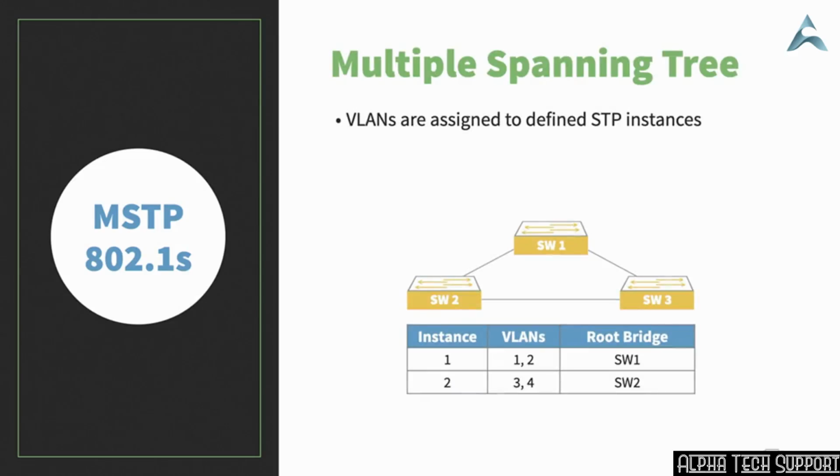Here, every VLAN still gets an optimal tree, but we don't have to have a tree per VLAN. And this is a standard. It's IEEE 802.1s. And here we define spanning tree protocol instances. Here I've got two instances, and I'm saying VLANs 1 and 2 would benefit from having SW1 as their root, so they're assigned to that instance that has SW1 as the root. VLANs 3 and 4 would benefit from having SW2 as the root, and they're assigned to the instance that has SW2 as the root bridge.